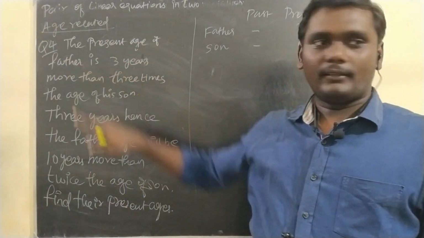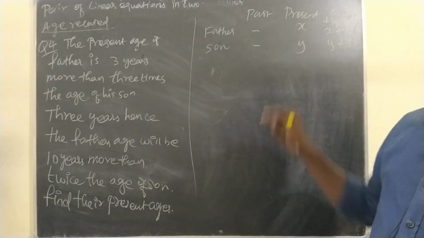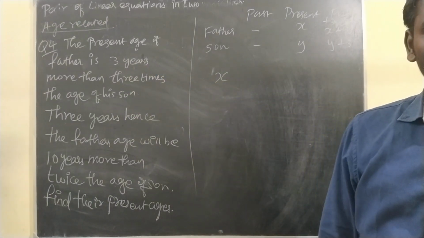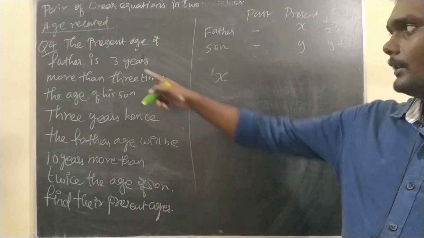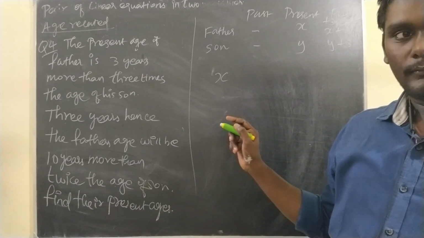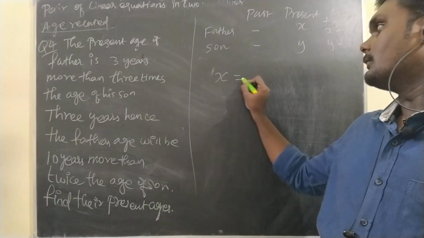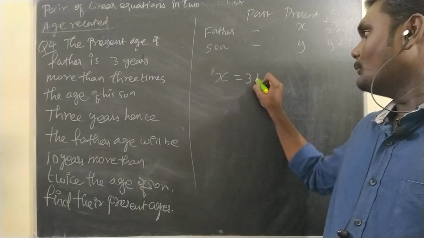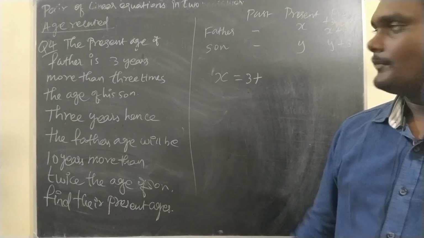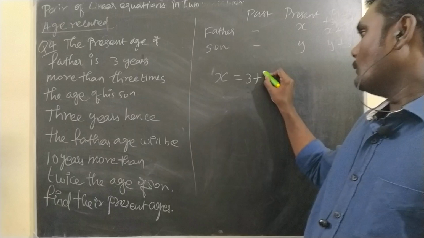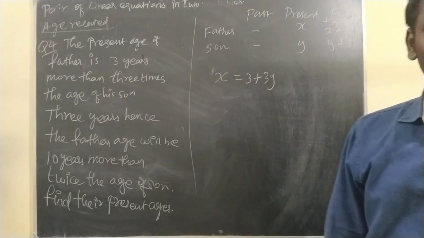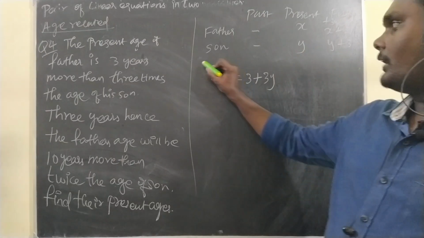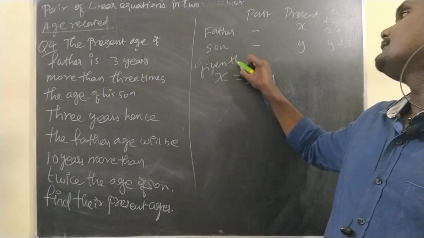The present age of father. What is present age of father? X. Is means what? Equal to. Okay. 3 years more than, so 3 plus 3y, 3 times the age of his son. So, relation between these two. Finished. So, this we have to write like that.